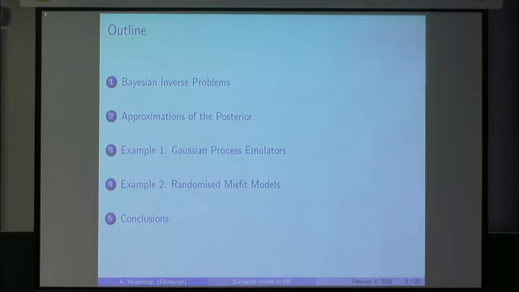Then I'm going to describe how you can use surrogate models to approximate the posterior distribution. This is very general, so this is going to be for general surrogate models. And then I'm going to discuss two examples. One example is the Gaussian process emulators. And another example is something which is called randomised misfit models. I hope I'll have time for the second example, but yesterday I actually put in a bit more material in the Gaussian process emulator section because I think that's something that people are very interested in here. So I might not have time for the second example, but I'll try.